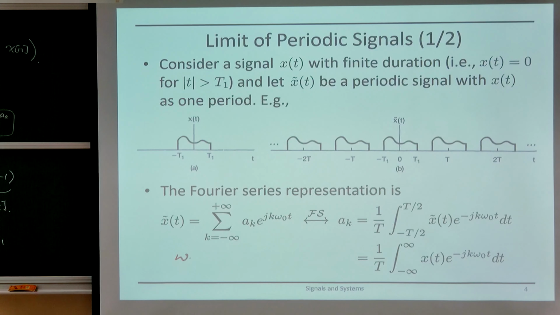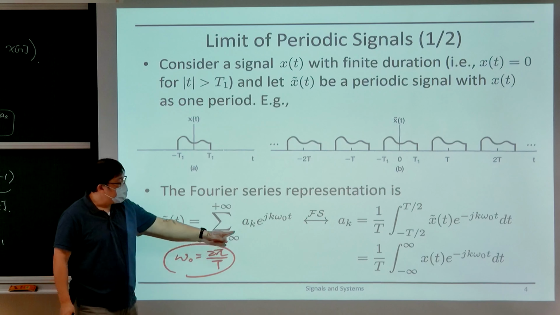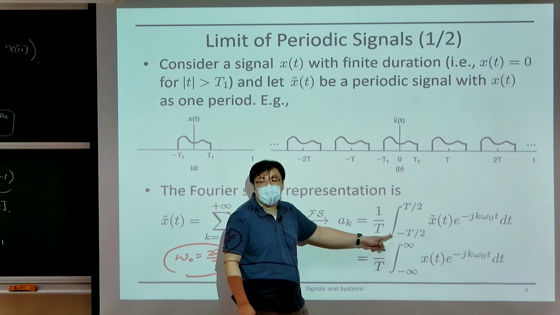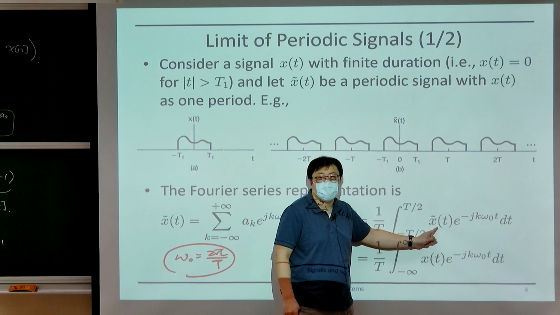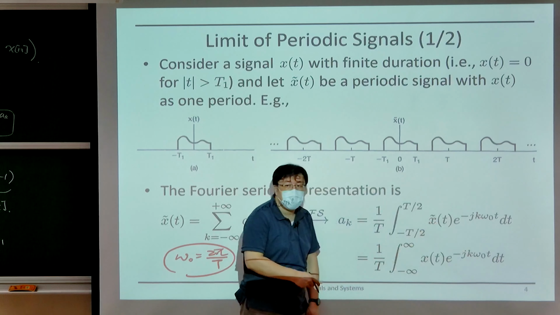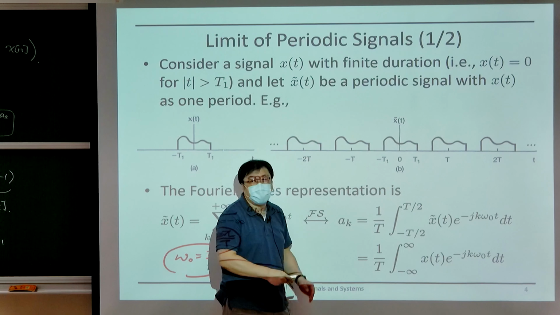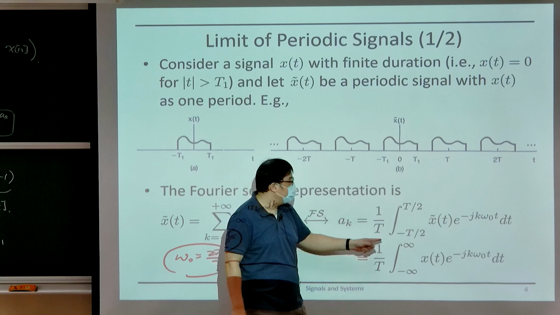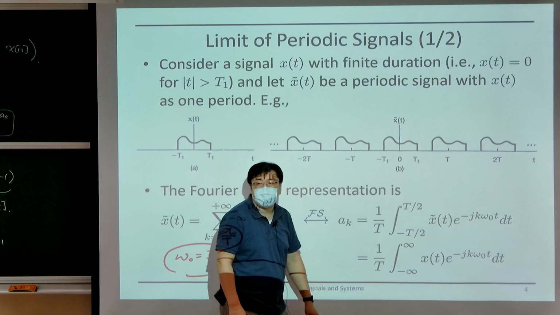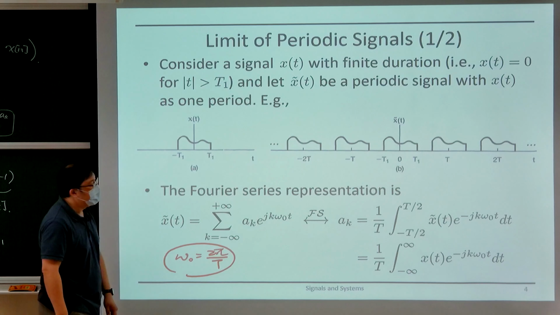So here omega naught is 2 pi over capital T, okay? And how do we find the coefficients? We find it by taking 1 over T, the integral of the periodic signal x tilde of t, times e to the minus j k omega naught t, integrated over one period, okay? Doesn't really matter which period we're looking at, but just integrated over one period, okay?